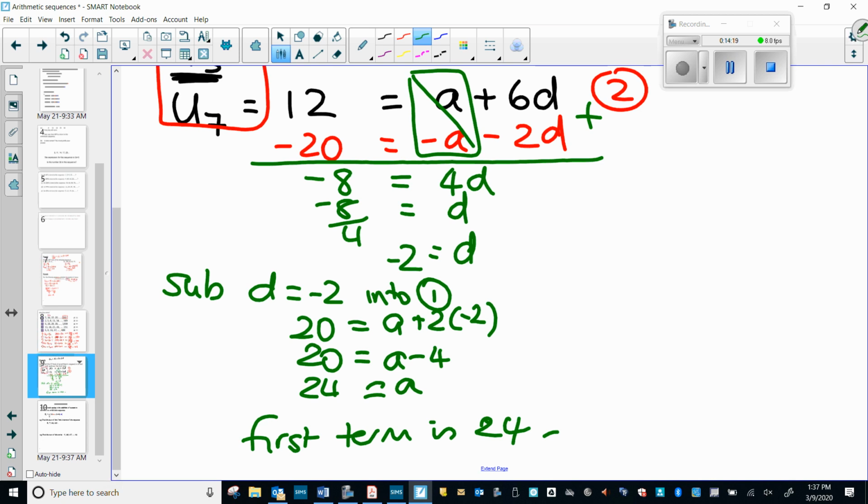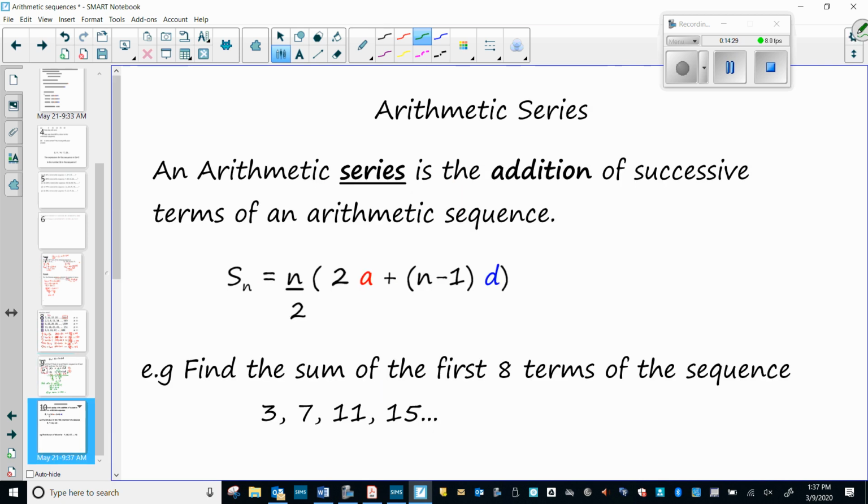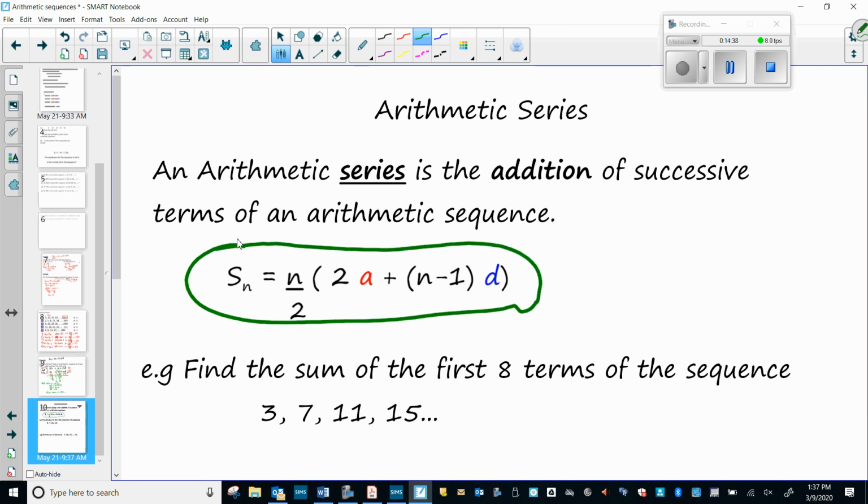Okay, good. So that's about arithmetic sequences just as a sequence. In some cases, what they're going to do is ask you about the sum of terms. Now, they do give you this formula, so you don't need to learn this. The A's and the N's are represented by exactly the same things as before. A is the first term, D is the common difference, and N represents the number of terms that you're looking at.